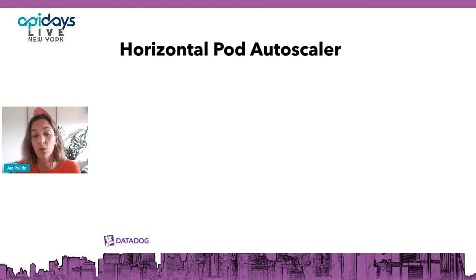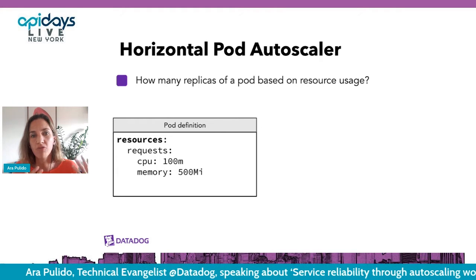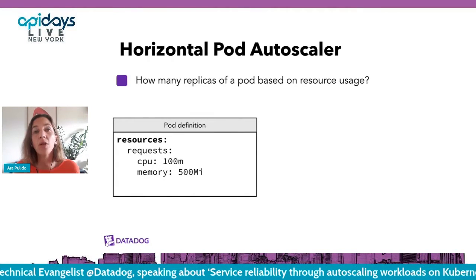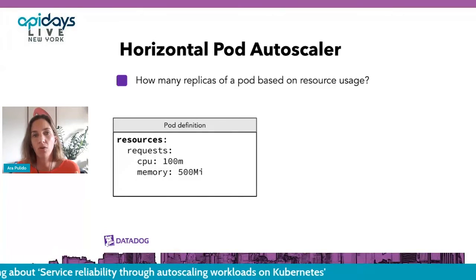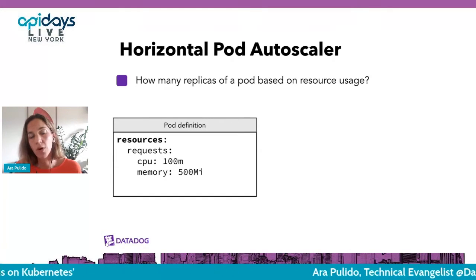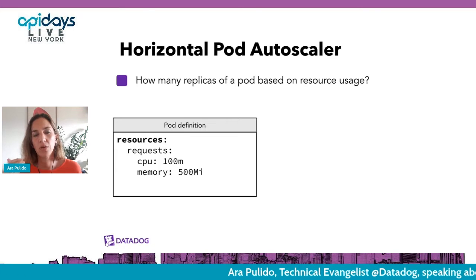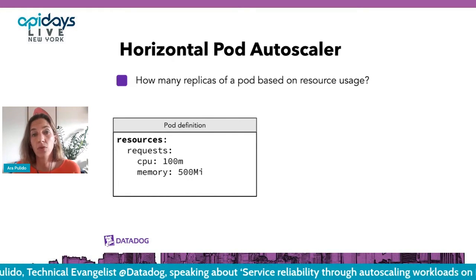That's what the horizontal pod autoscaler tries to solve. In its most basic way of working, it tries to answer this question: how many replicas of a pod do I need based on resource usage? How does it work? So again, when you define your workload, you request a number of CPU and memory. And you want to make sure that if you get spikes, it's still going to behave correctly.